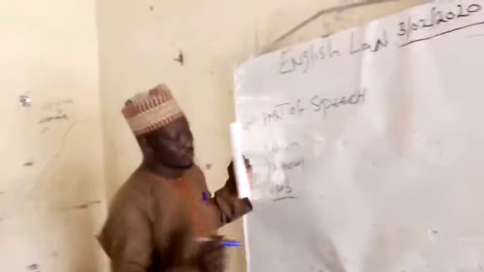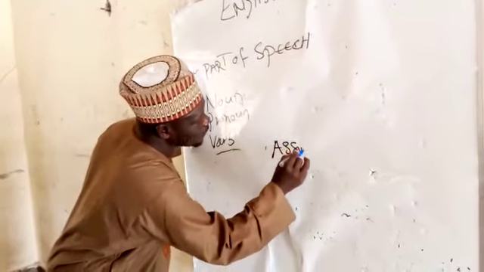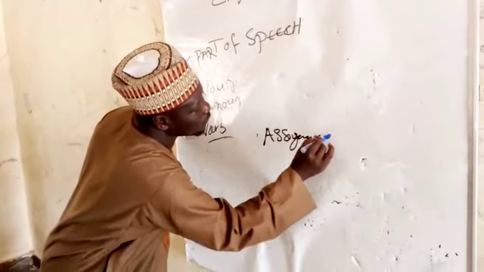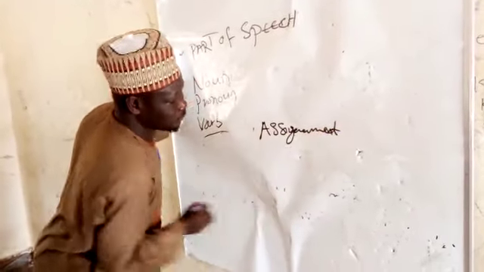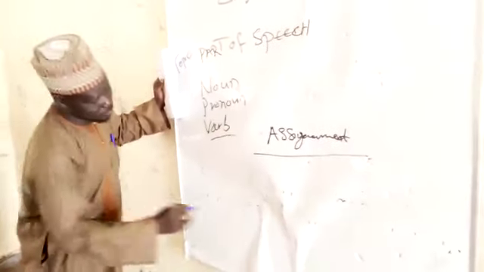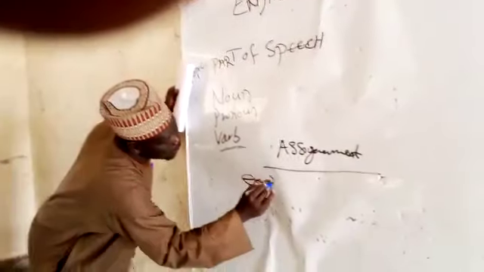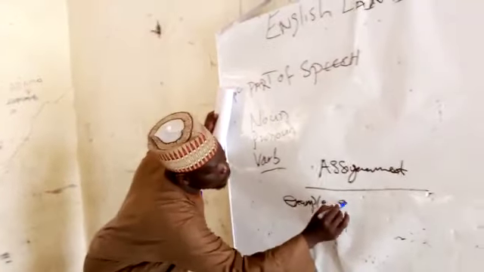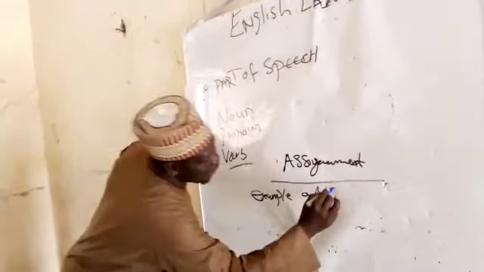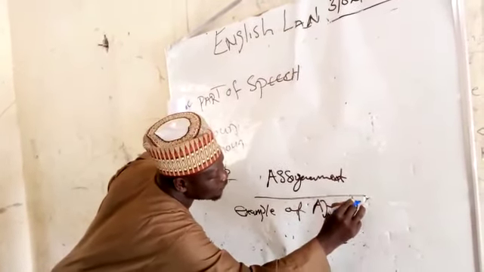So we have an assignment. I will give you the assignment. Our assignment by next time: I need you to give an example of adjective and example.